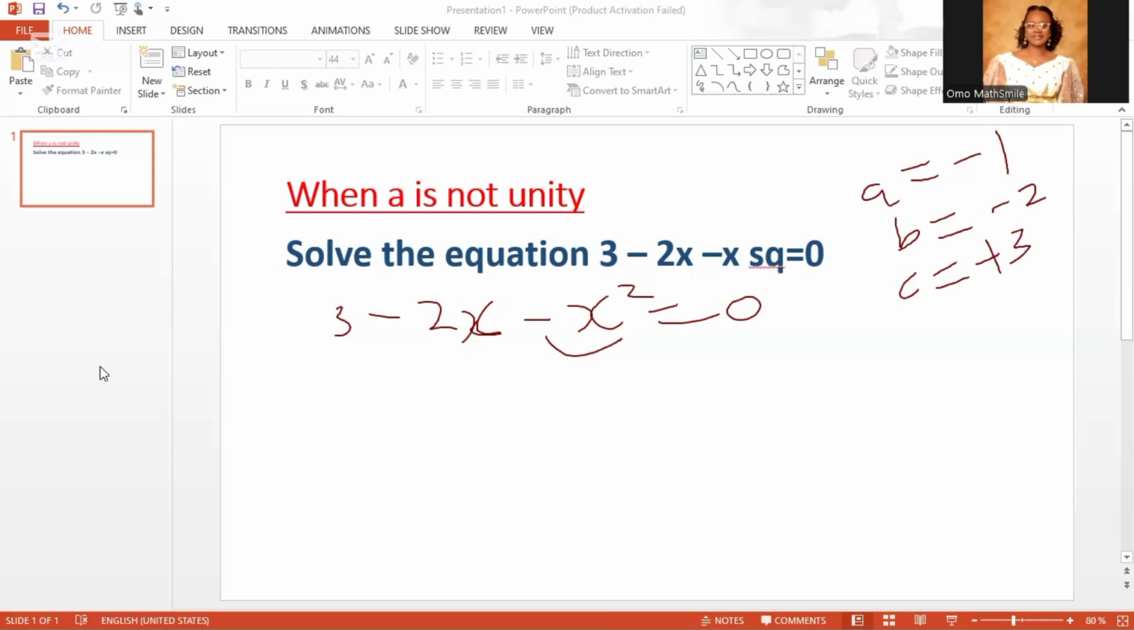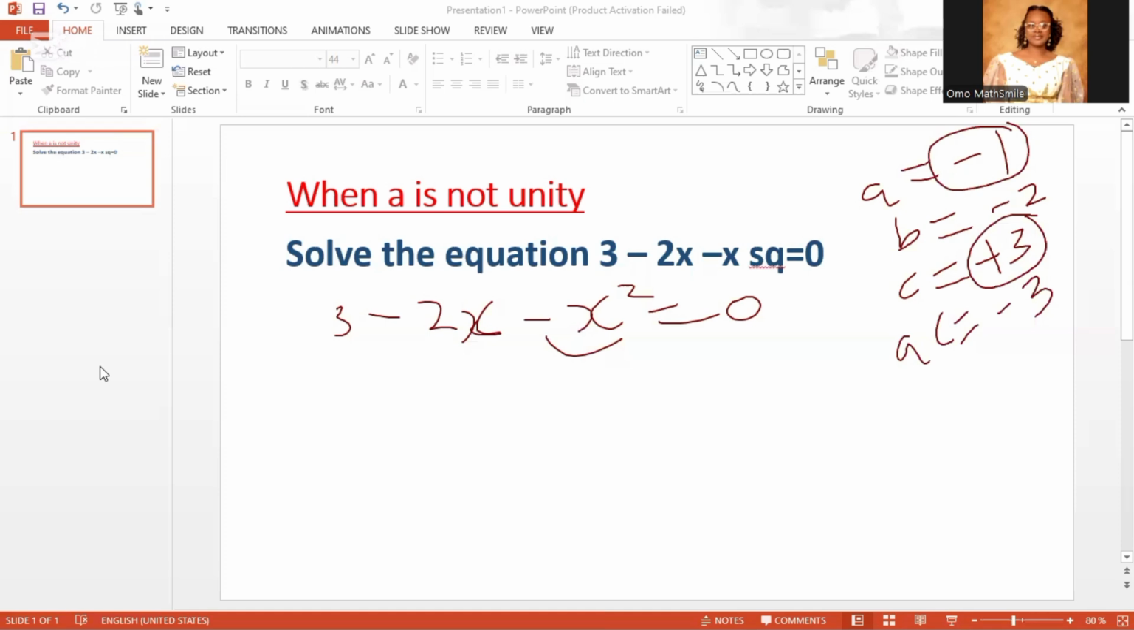Now we need to determine the value for ac. That will help us to solve the given equation. So what is ac? That means we are multiplying a times c. Note that a is minus 1 and c is plus 3. So ac will be minus 1 times plus 3, that's minus 3. Good. Now that we've gotten the value for ac, we can go back to the given equation.